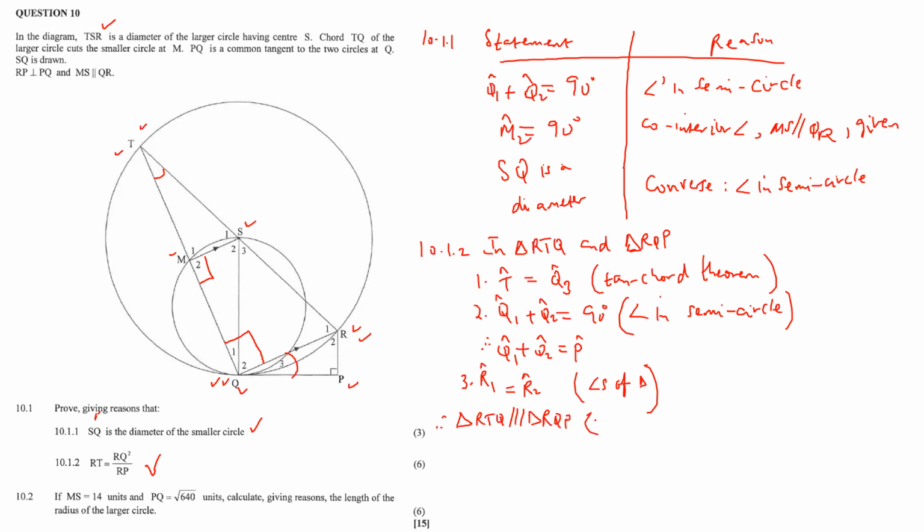Why? These triangles are equiangular. This observation makes us say that the conclusion is that RT over RQ is equal to RQ over RP. What is the meaning of this? By cross multiplication, RT is RQ squared, and you divide that by RP. So we have done 10.1.2.